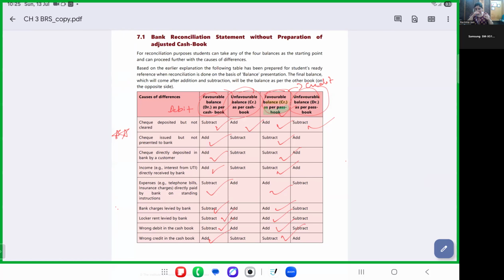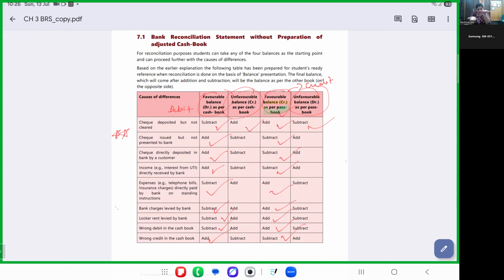Suppose the first transaction is check deposited but not cleared. It's not cleared. So my cash book will go up as soon as I write the deposit. Passbook is not affected. So I have to start with the cash book and end with the passbook, increasing and decreasing my cash book to come to passbook. So for check deposited but not cleared, I have to decrease my cash book to match my passbook. So subtract.